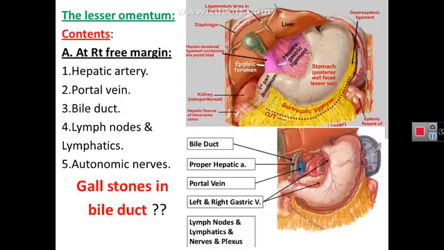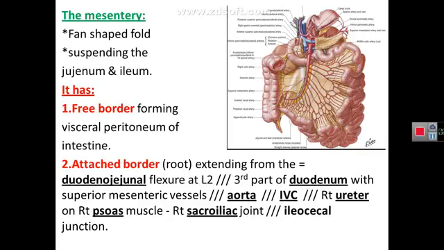So here there is a free border, which is the visceral peritoneum of the small intestine, and an attached border, which is the root.